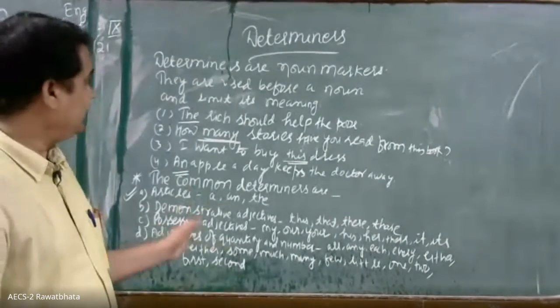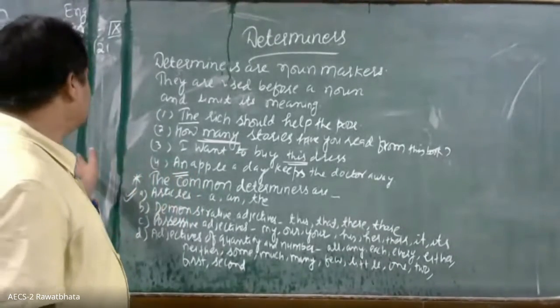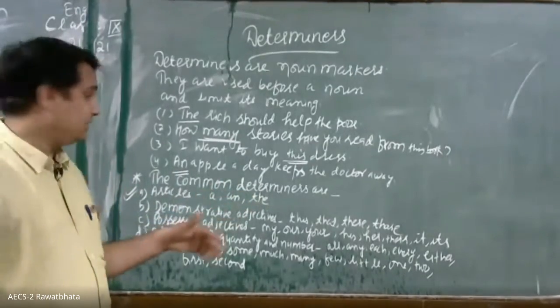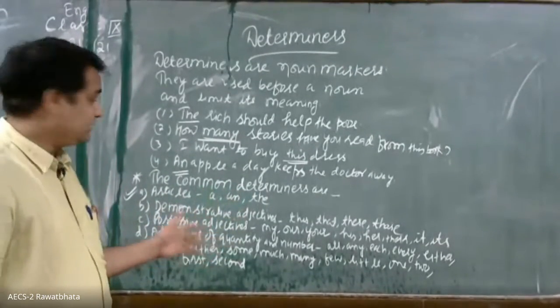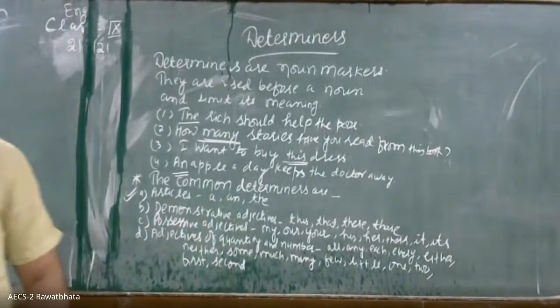Okay. So now we will discuss these determiners. First of all, we will discuss how articles are used, then demonstrative adjectives, possessive adjectives, all that. We will discuss one by one.